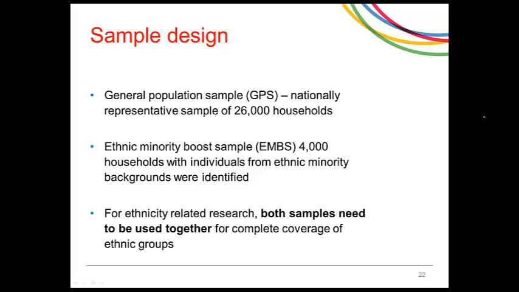Now, before you start delving into the data and analyzing it, there are a few things about the survey design that you should keep in mind. First, the study includes a main nationally representative sample, which we refer to as the general population sample or the GPS. This consists of around 26,000 households as of wave 1. As we said before, to analyze ethnic groups separately, the study also includes an ethnic minority boost sample. Now, how was the sample selected? We randomly selected 43,000 addresses in areas of high ethnic minority concentration.